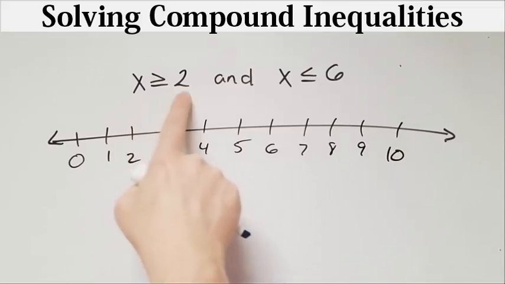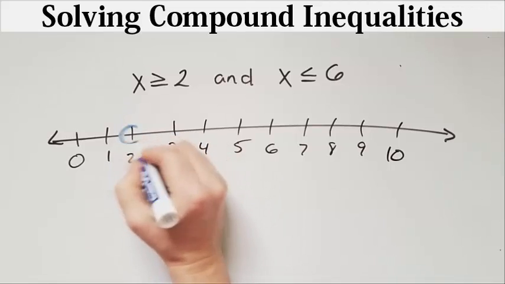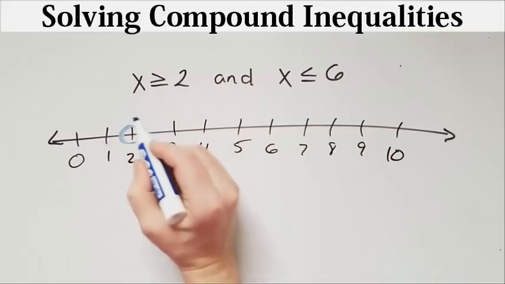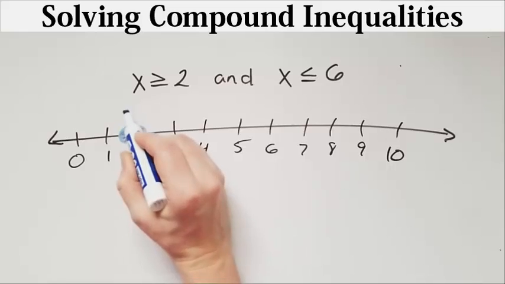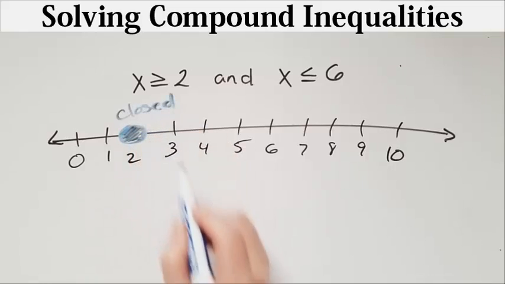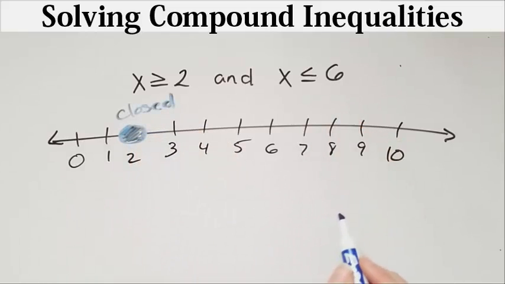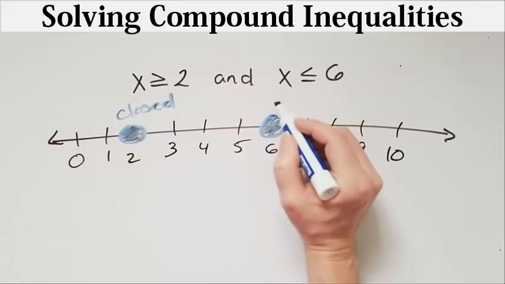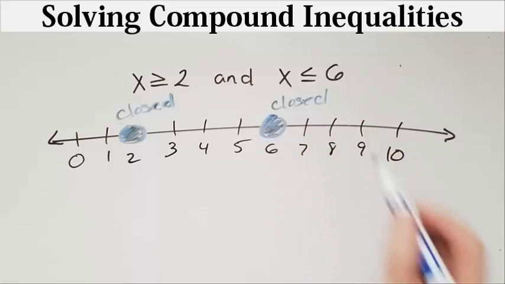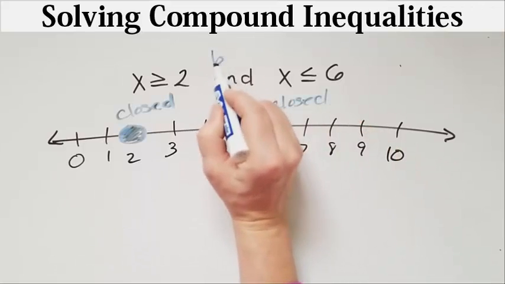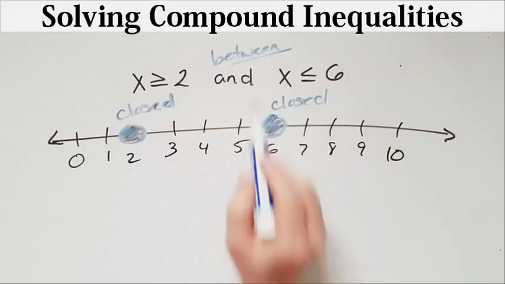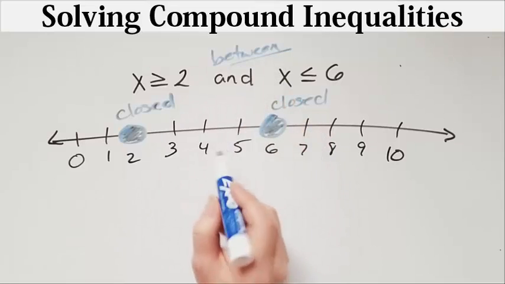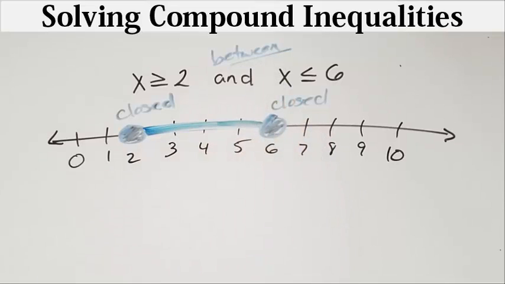So 2 was one of the numbers in question. So here's 2. It was an equal to problem, so he is colored in and he is a closed circle. 6 was the other number in question. So here is 6, equal to, so it is closed and it is colored in. Now the word and also means that we're looking for all the numbers between these points. So you would color everything in between.